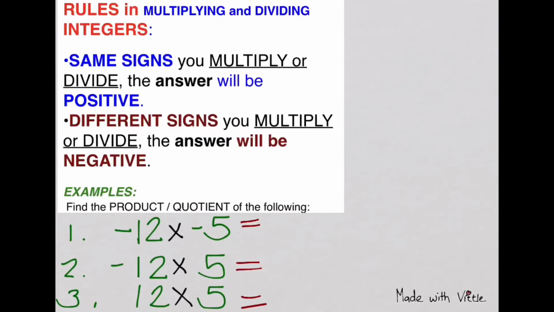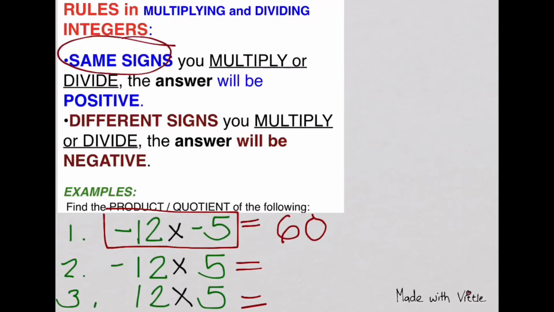Okay, let's try the first one, negative 12 times a negative 5. So you're going to go ahead and multiply. 12 times 5 is going to be 60. And then decide for the sign of your final answer. Are you multiplying the same signs? Therefore, if it's of the same sign, your answer will be positive. So this is your final answer, positive 60.